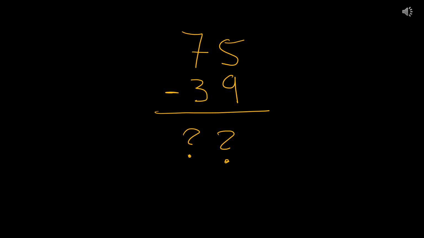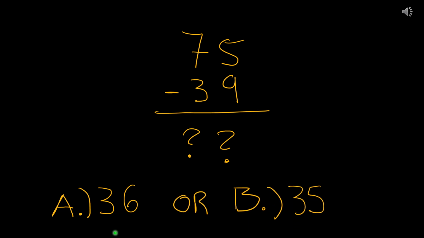Alrighty, it's time for a pop quiz. We have 75 minus 39. I'll give you a few seconds to work through this problem. Alrighty, so we have a couple of options. Choice A is going to be 36, or we're going to have choice B, which is going to be 35. Is it going to be A, or is it going to be B? And if you chose A, you are correct.